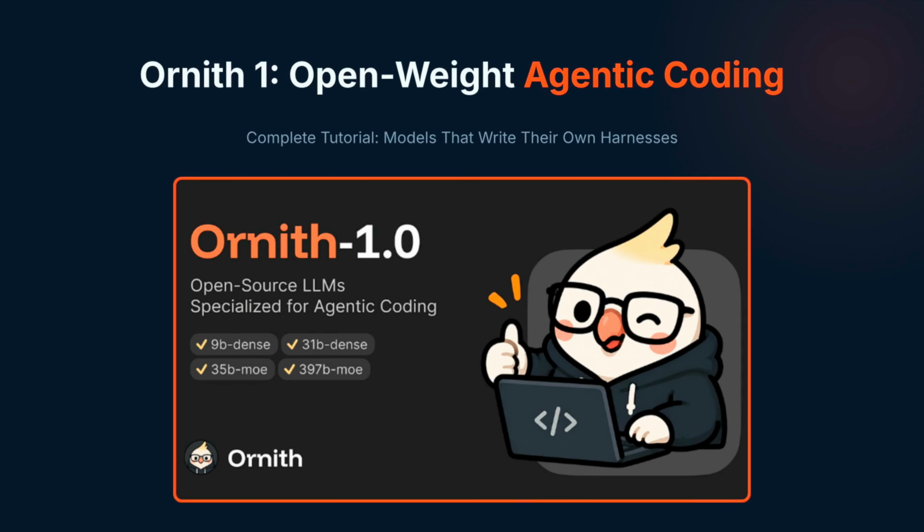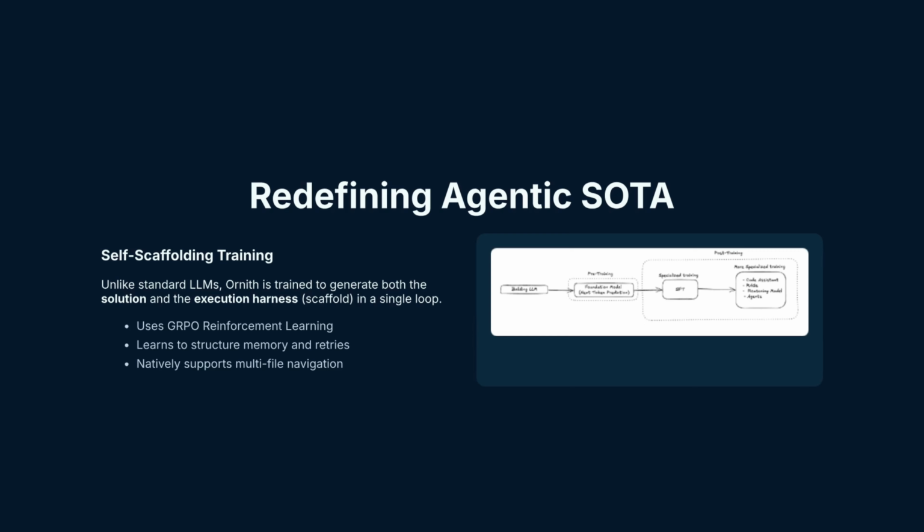Welcome to the tutorial on Ornith 1.0, an open-weight model specialized for agentic coding. This video will guide you through setting up these powerful models, which are capable of writing their own execution harnesses. Ornith redefines the state-of-the-art by using self-scaffolding training.